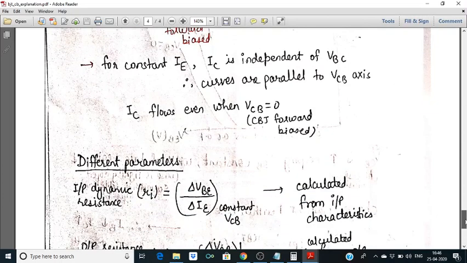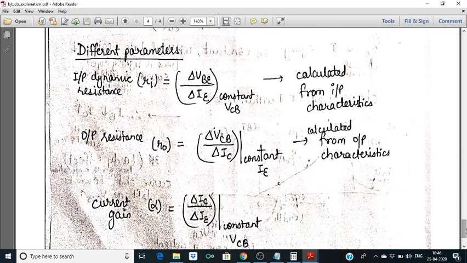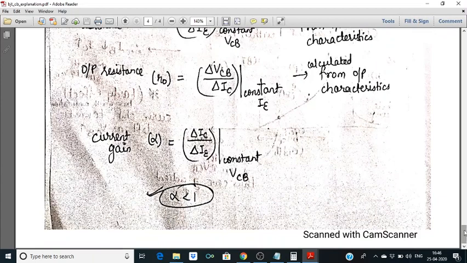Now, the different parameters that we can calculate from these characteristics. First of all, input dynamic resistance is the change in VBE to the change in IE at constant VCB, and this can be calculated from the input characteristics. Output resistance is the change in output voltage to the change in output current at constant IE, and this can be calculated from the output characteristics. And alpha is the change in output current to the change in input current at constant VCB, which can be calculated from these graphs. Alpha should always be less than 1.